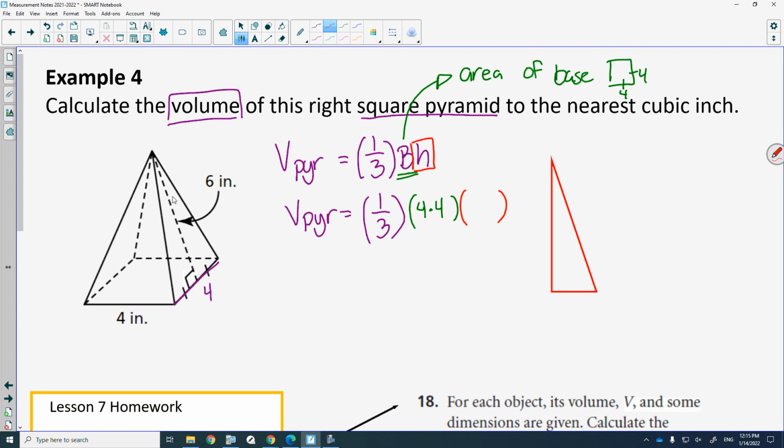Slant. Yeah, it's on the slant. It's on the surface. That 6 is used for surface area. We are doing volume though. So this 6 is the slant height. We need to figure out the height of this pyramid.